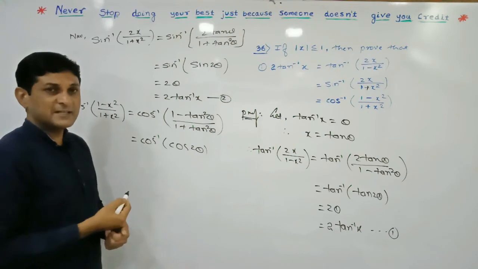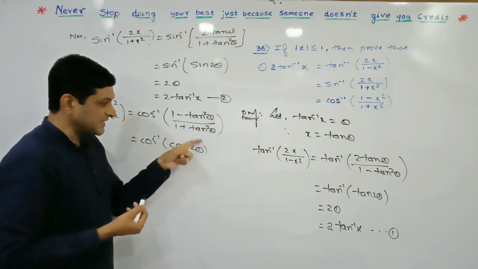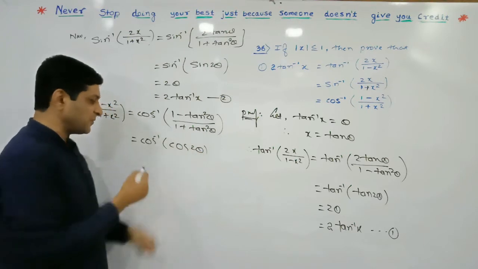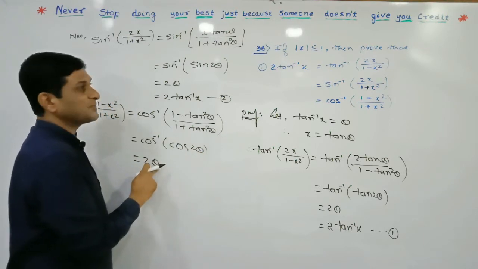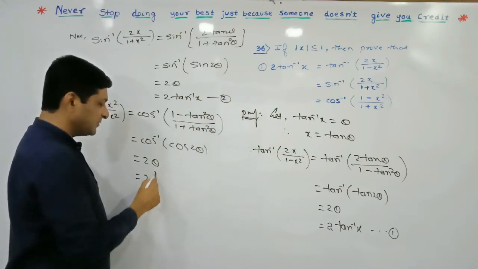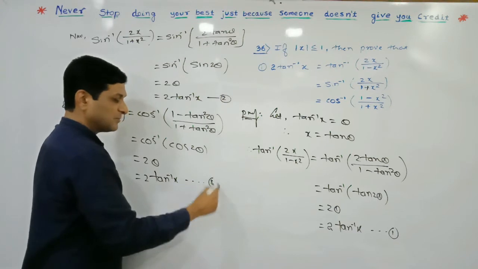Now we apply the property of inverse trigonometric functions: cos inverse of cos x will be equal to x. What does x mean here? 2 theta. So lastly, replace theta by its value, which is nothing but tan inverse of x. Theta is equal to tan inverse of x. This is denoted by equation number 3.